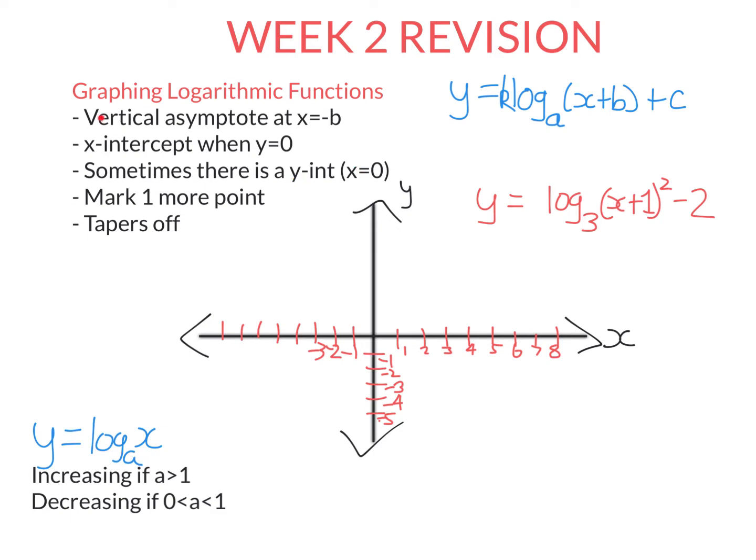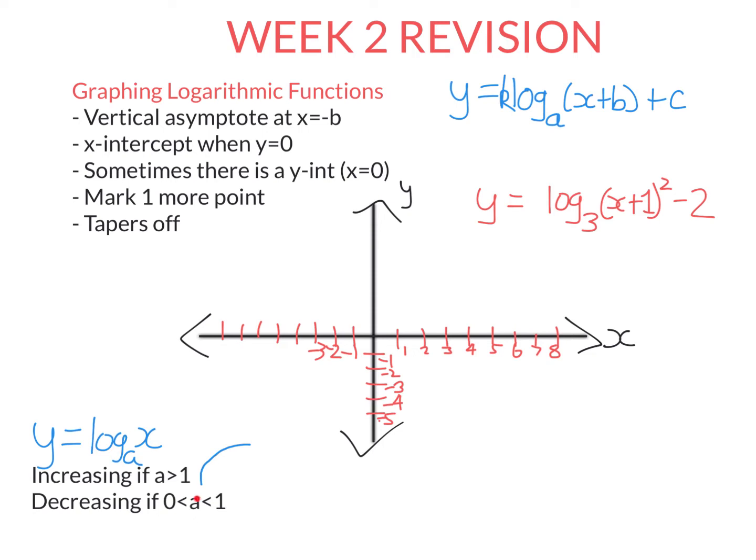So when you're graphing, mark the asymptote, mark any intercepts it has, then mark one more point, and then note that it tapers off. What do I mean by tapering off? Well, let's look at just the graph of y equals log a to the x. If a is greater than 1, it's an increasing function that looks like this. It's increasing quickly, and then it slows down. It increases at a decreasing rate. It tapers off and goes on like that forever.